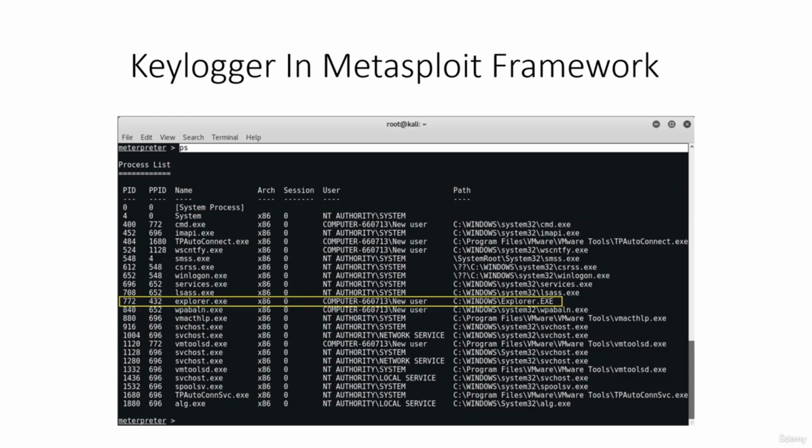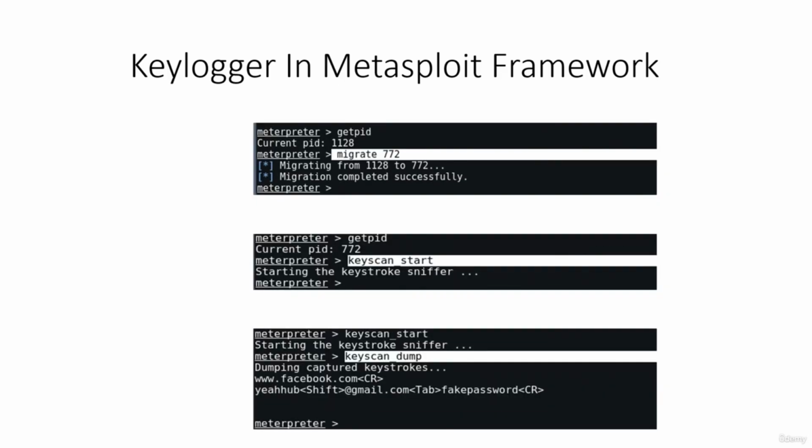To check your current process ID, where you injected your payload, just type getpid in the Meterpreter session. As you can see, you will get your current PID, which is 1128. To get the explorer.exe PID, as you can see, it is shown in here.